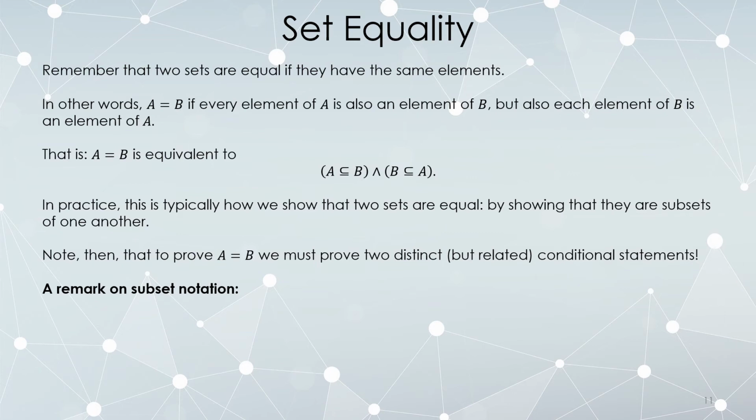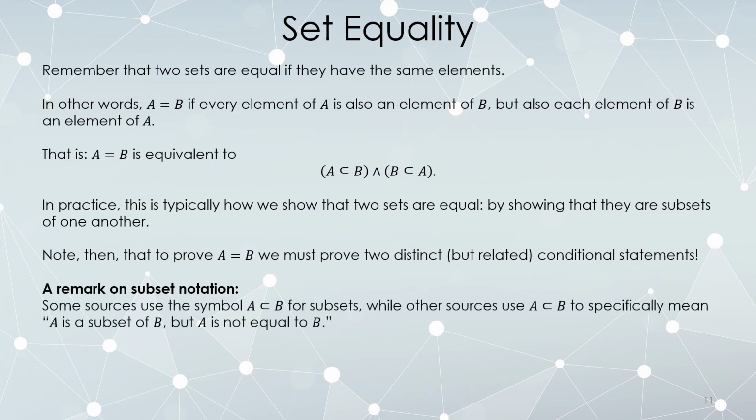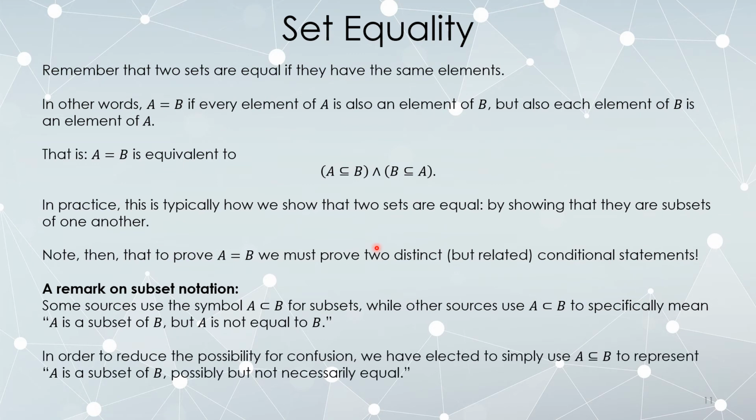A remark on subset notation is worth making here, because notation varies slightly and my notation is worth explaining. The symbol that we've been using has this line underneath it. It's very common to see this symbol. Many places use it for subsets, but sometimes, and this is less common, the symbol where that underline is missing specifically means A is a subset of B but is not equal to it. To reduce confusion, we've decided to use this symbol to represent A is a subset of B. It might be equal, but it might not be, but it is definitely a subset.